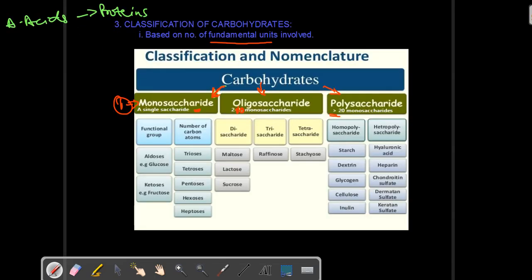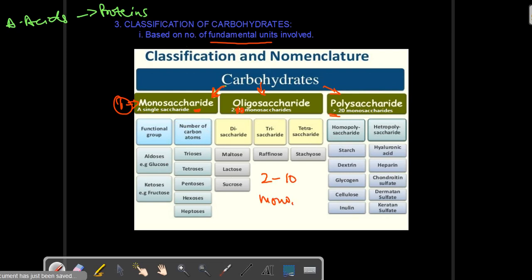Let's go back once again and try to recapitulate. Monosaccharides can be classified on the basis of functional groups into aldoses or ketoses. And monosaccharides can also be classified into triose, tetrose, pentose, hexose, heptose, and octose on the basis of how many carbon atoms they contain. Now moving forward to oligosaccharides. What are oligosaccharides? Oligosaccharides are those carbohydrates which contain from 2 to 10 monosaccharide units.